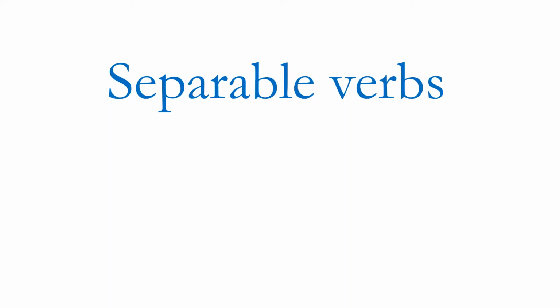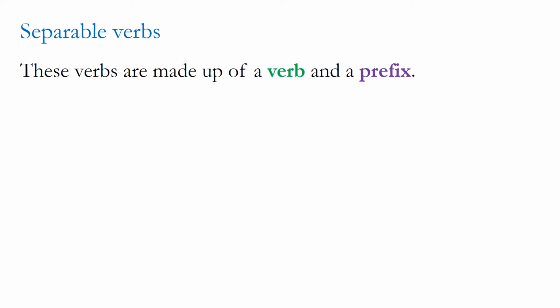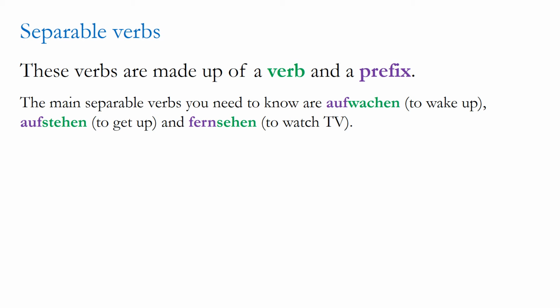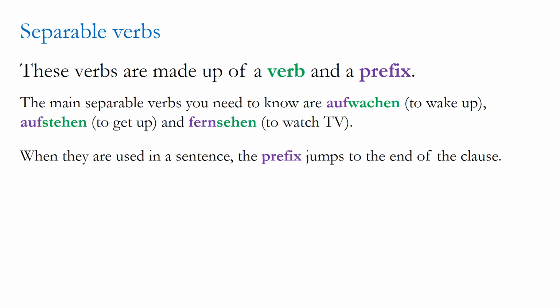What are separable verbs? Do you remember anything from Year 9? Okay, so separable verbs are made up of a verb and a prefix. The main separable verbs you needed to know in Year 9 were aufwachen, to wake up, aufstehen, to get up, and fernsehen, to watch TV. When they're used in a sentence, the prefix jumps to the end of the clause.